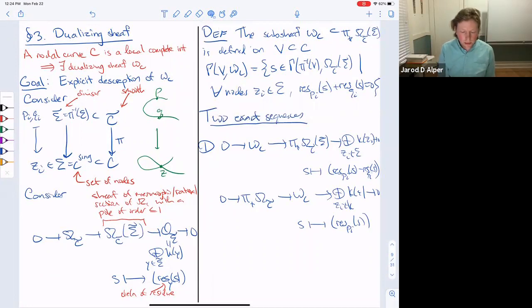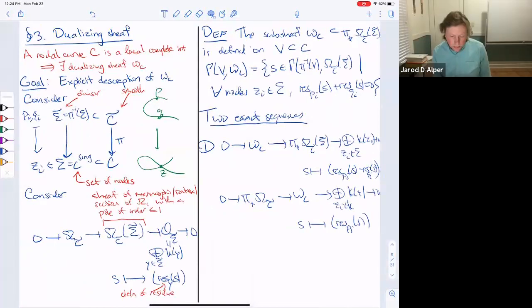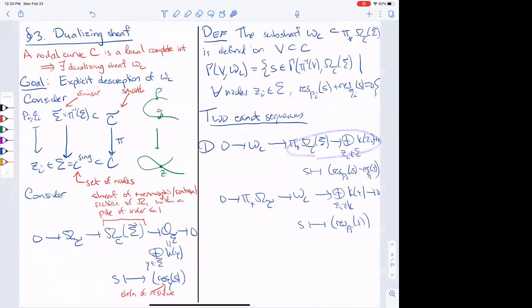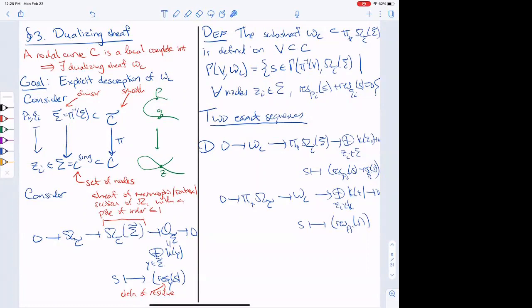Sorry. Yes. Can I ask you something? What is the first map in the second exact sequence? I think it comes from the fact that if you have a regular differential on the normalization, then it's also a section of omega c by definition, right? It follows from this definition here. That makes sense. Okay. Thank you.